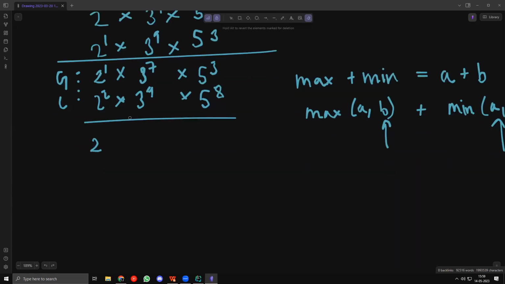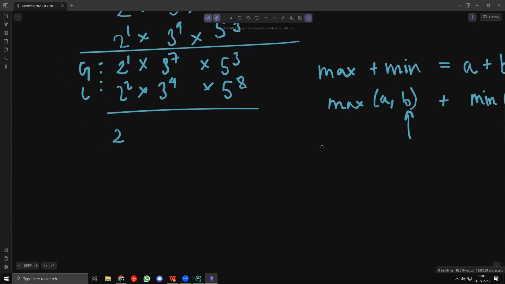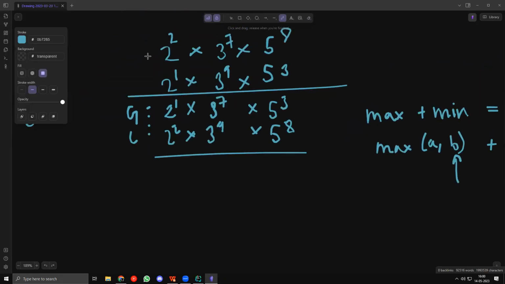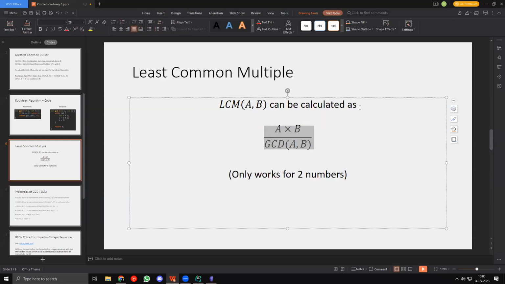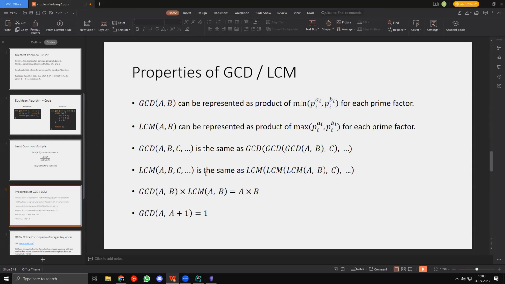So basically what happens is that the product of GCD and LCM equals the total product, right? If I multiply these two things together, I get the original product. So if I do that, I just get the original product, and that's it. That's the answer. And that's where the formula comes from.